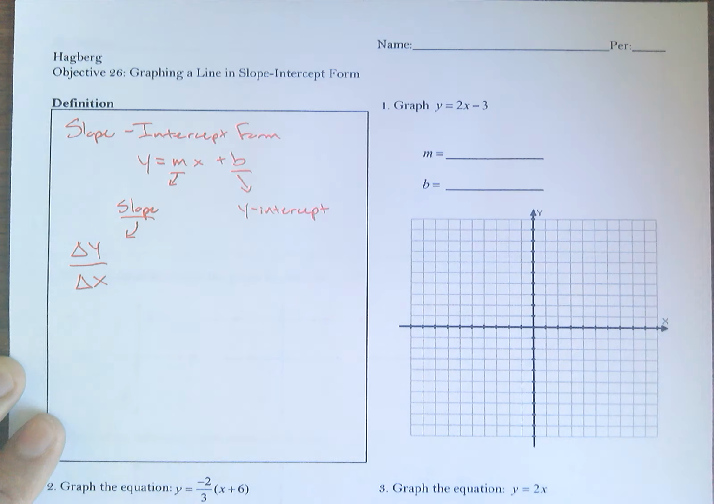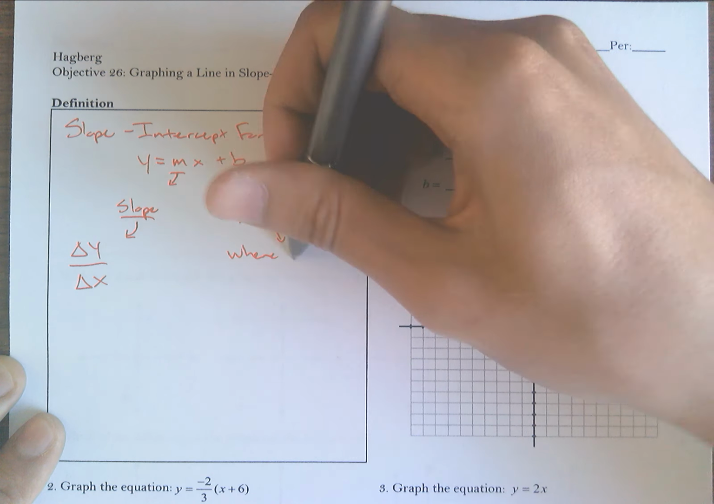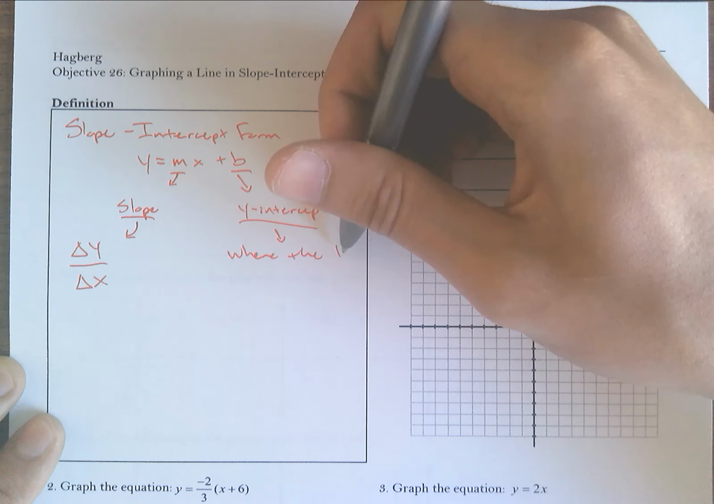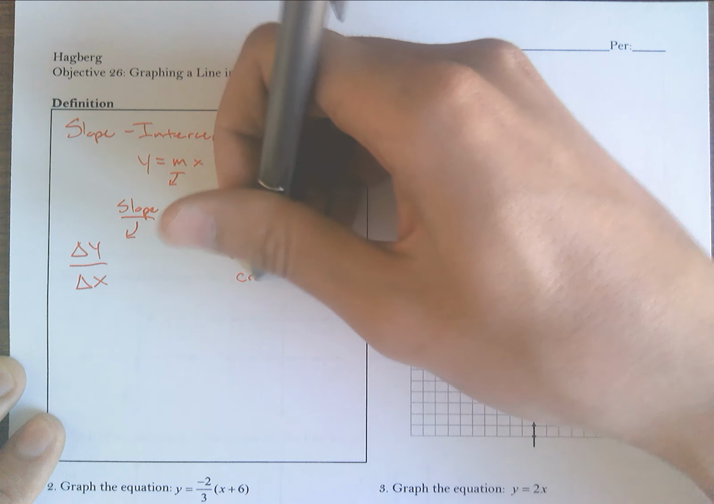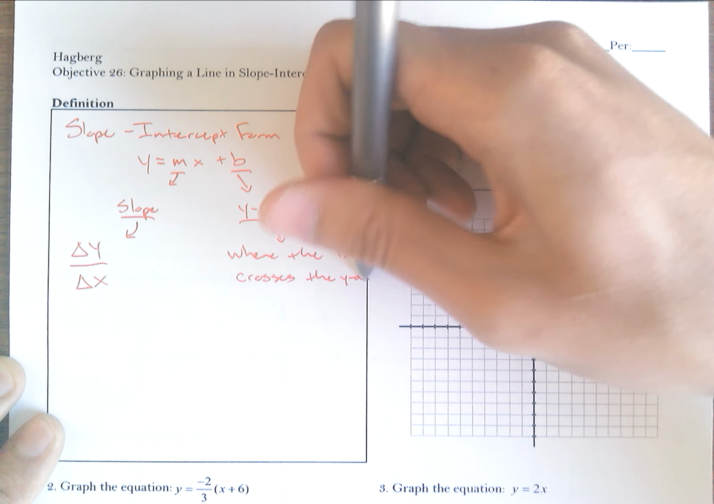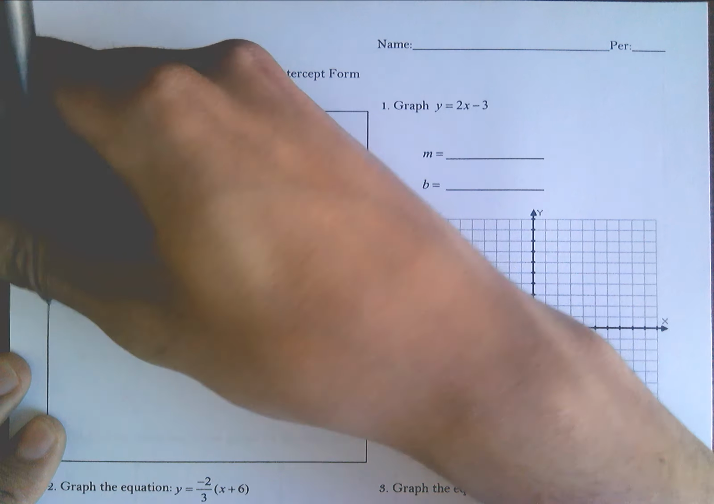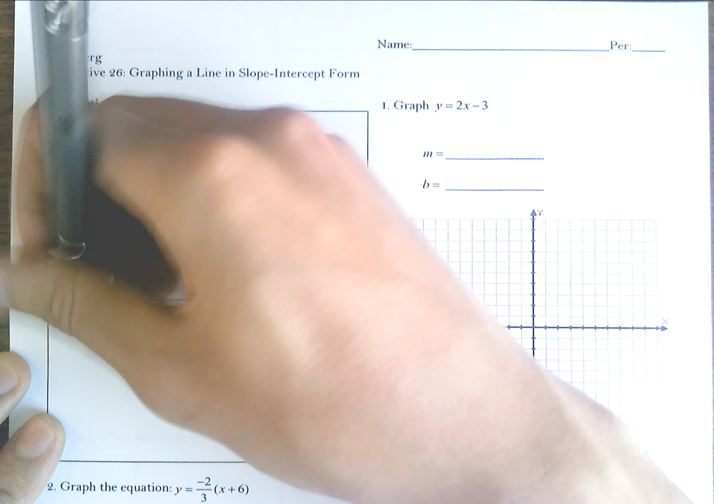Now, what is the y-intercept? Well, the y-intercept is where the line crosses the y-axis. So the y-intercept is where the line crosses the y-axis. So let's talk about graphing lines in slope-intercept form.